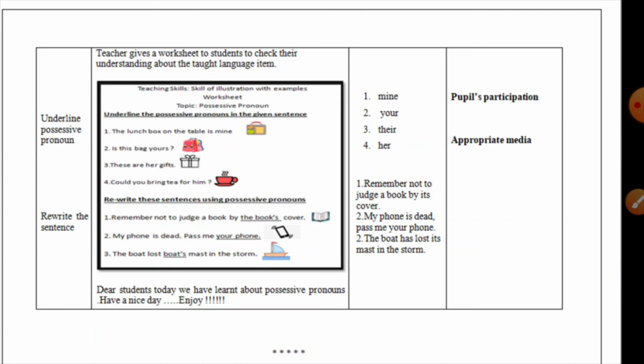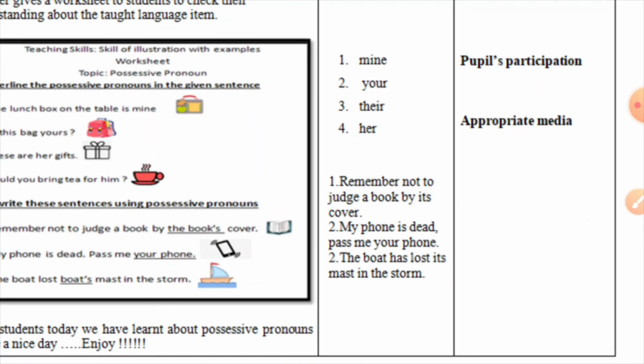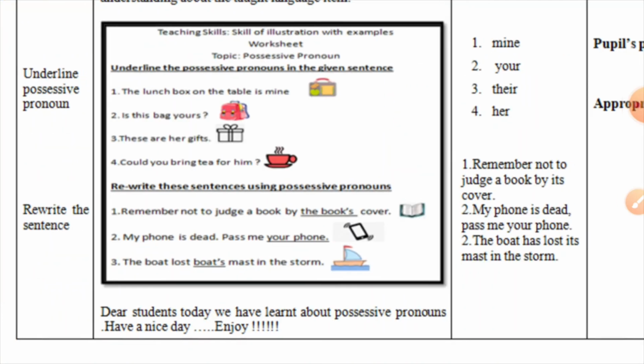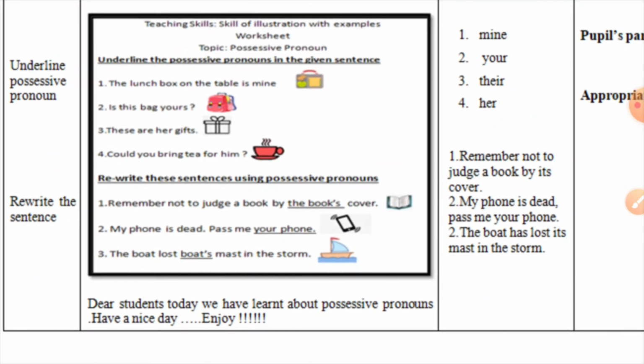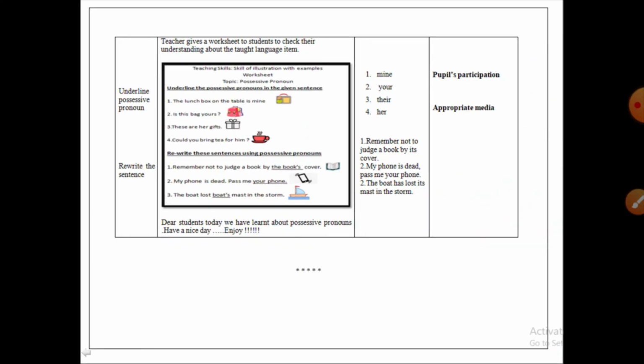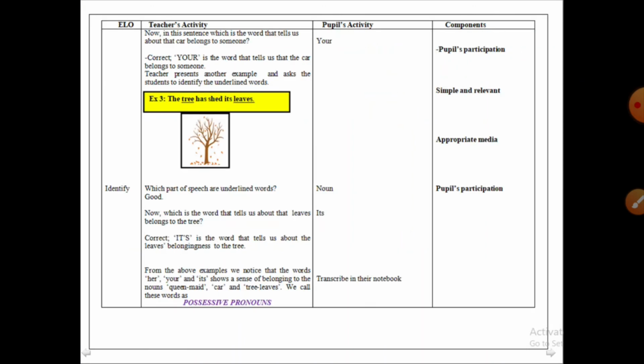So here I have given one definition, one worksheet, and I have tested the students. Again, because it is a worksheet, the students will be participating. So, pupils' participation. Why appropriate media? Because the worksheet here is the media. At the end: dear students, today we have learnt about possessive pronouns. Have a nice day and enjoy. So this is about writing the episode.